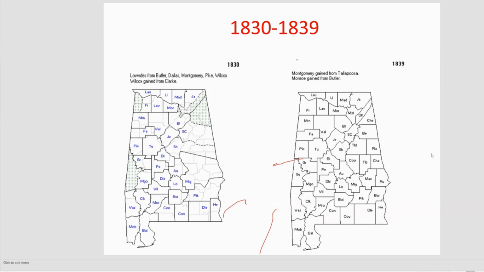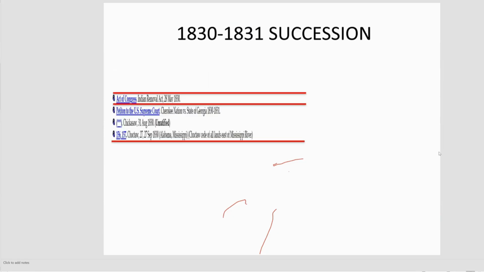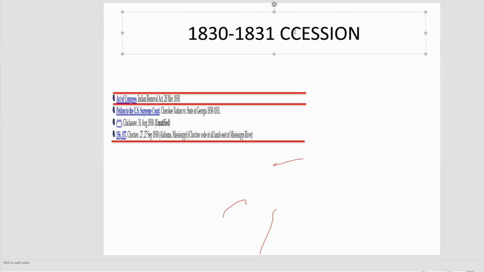And so again, this is saying Monroe gained land from Butler. So Butler may not have looked like this prior to the time period you're researching. You've got to know that. Okay. So there was another session that occurred in 1831.